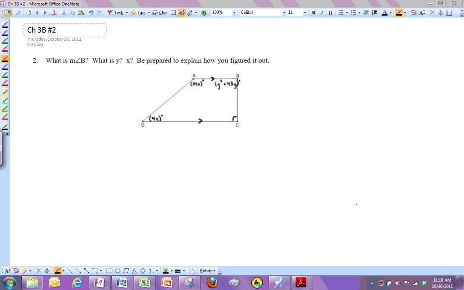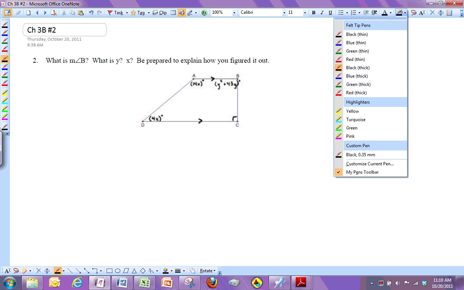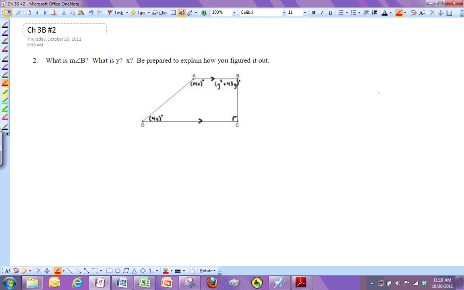Okay, chapter 3b, number 2. What's angle B? What's Y? What's X? Okay. Well, the important part of this problem here, and this should be in your quad notebooks as well, is that the top here and the bottom here are parallel. So what I want to do is focus on just the side that has the X's.